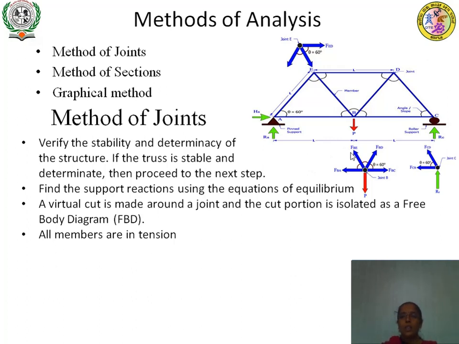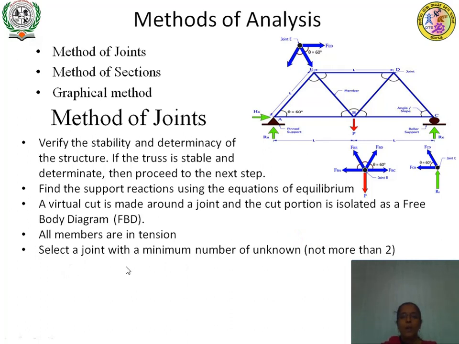As it forms a concurrent force system, how many equations of equilibrium will we have? We will have two equations of equilibrium, that is sigma fx equals 0 and sigma fy equals 0. So two equations are there. How many maximum unknowns can there be? Two. Therefore we have to select a joint in such a way that the minimum number of unknowns are there, which should not be more than 2.